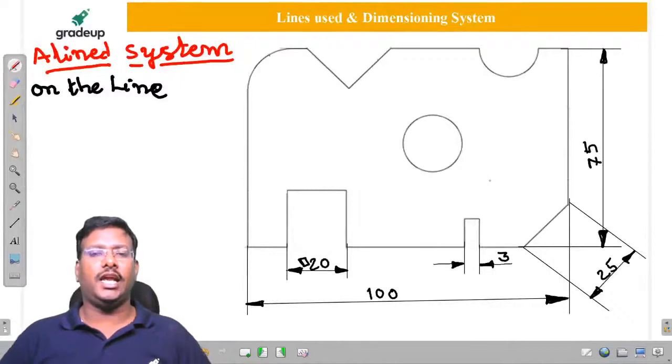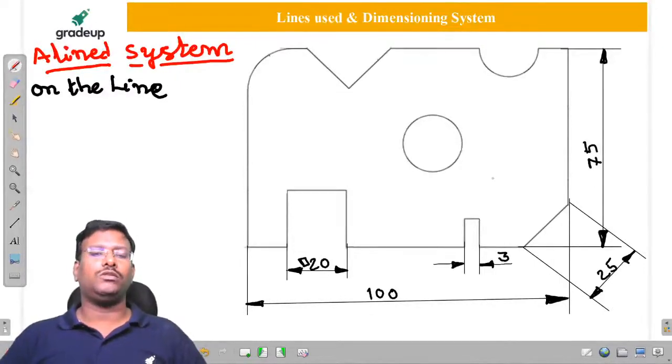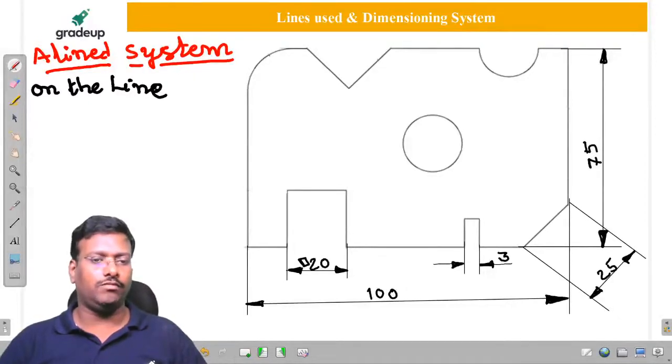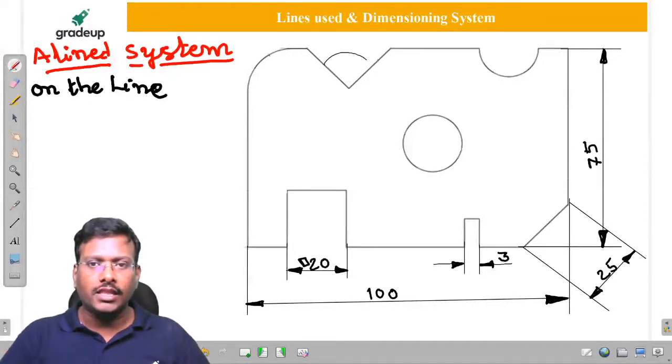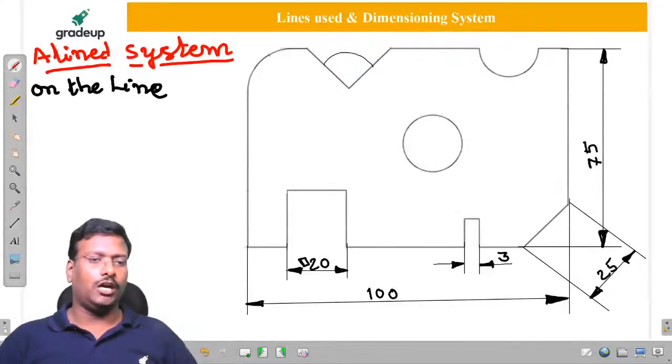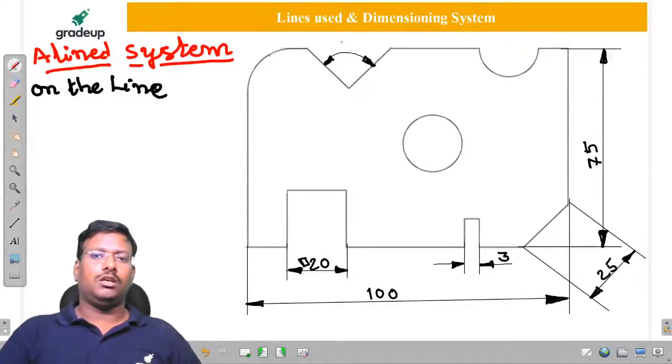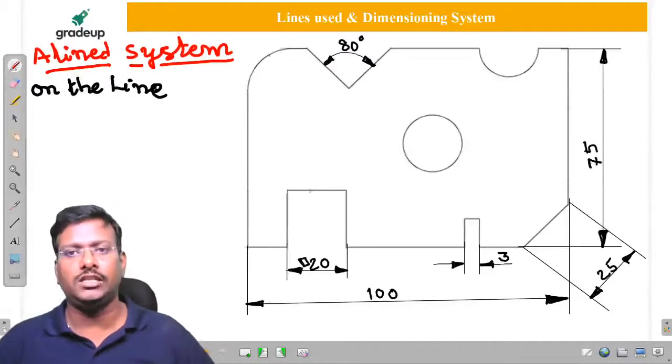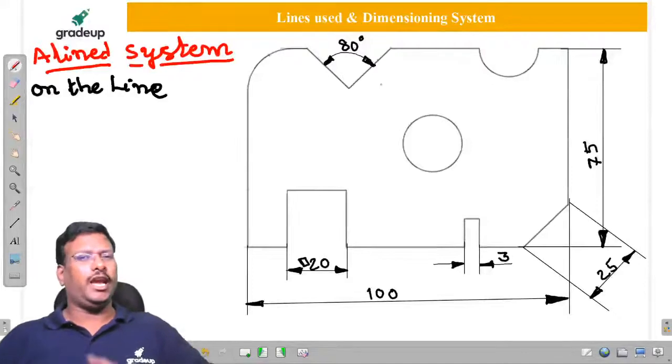These are the linear dimensions, sir. Sir, what about angular dimension? So whenever it is an angular dimension, we have to go like this. We have to draw an arc like this, and we have to give the arrowheads at both the ends, and we have to mention it should be some 80 degrees. Like this we have to do it. Is it clear? Sir, up to this it is okay, I will understand.